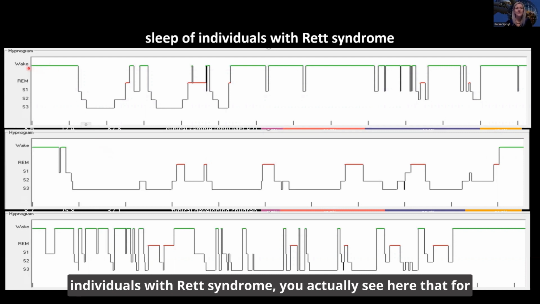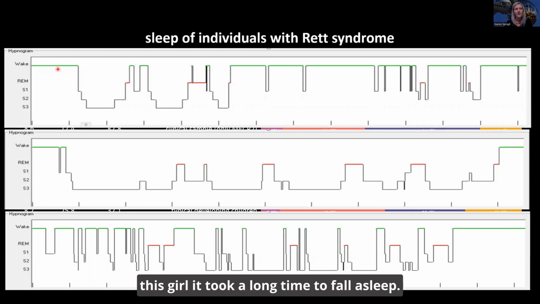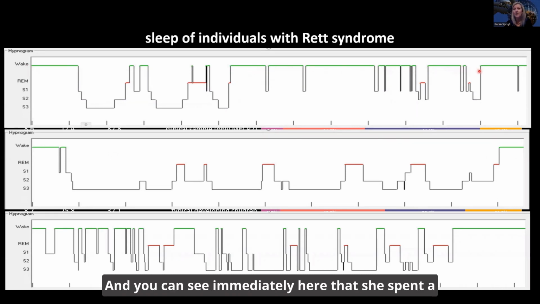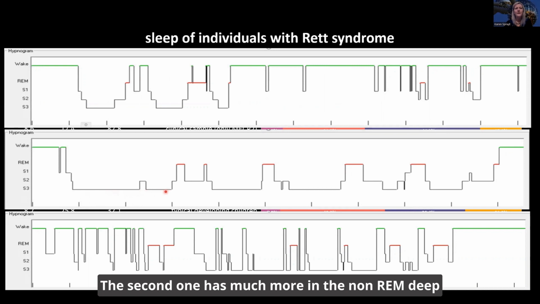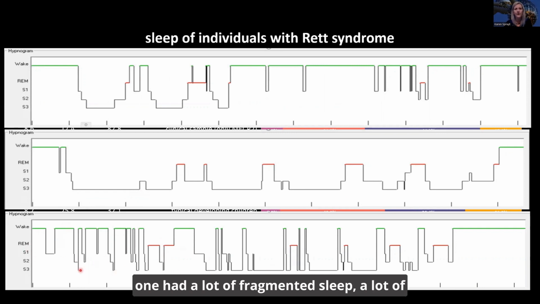here that for this girl, it took a long time to fall asleep. And you can see immediately that she spent a lot of time awake during this sleep recording, during this sleep period, and not that much time in non-REM sleep. The second one has much more non-REM deep sleep and some periods of REM sleep, whereas the other one had a lot of fragmented sleep, a lot of short awakenings, in contrast to the top one.